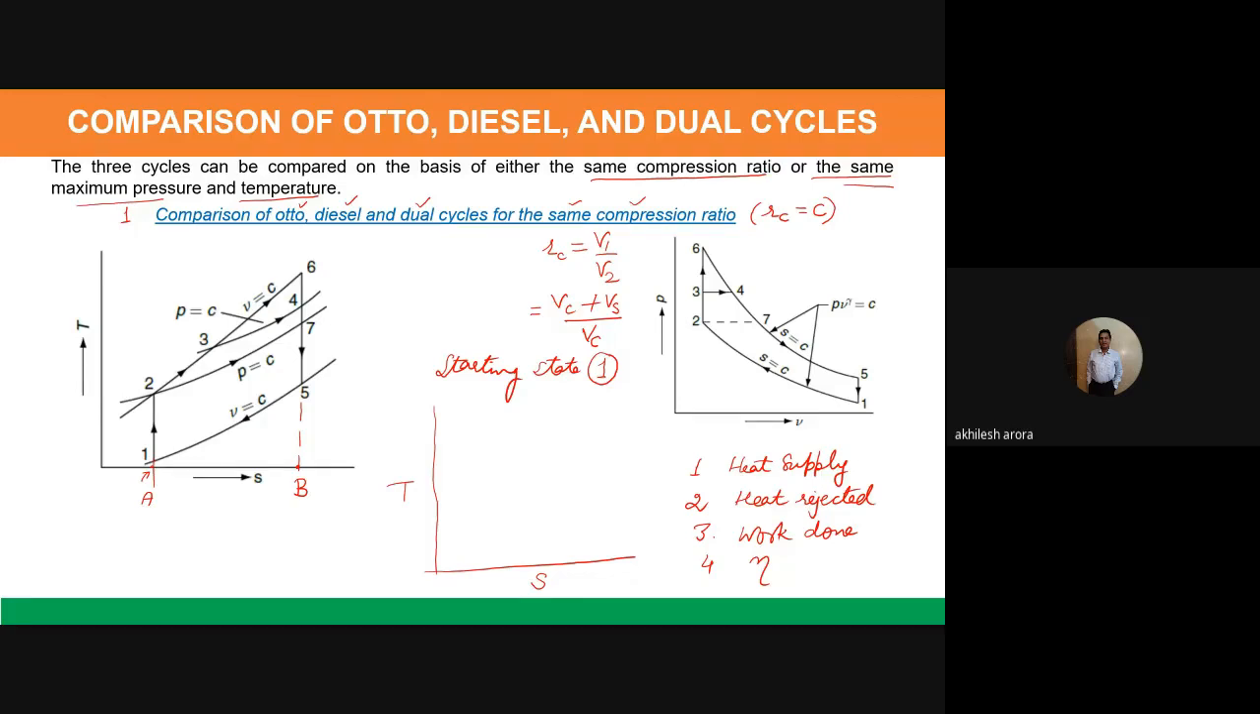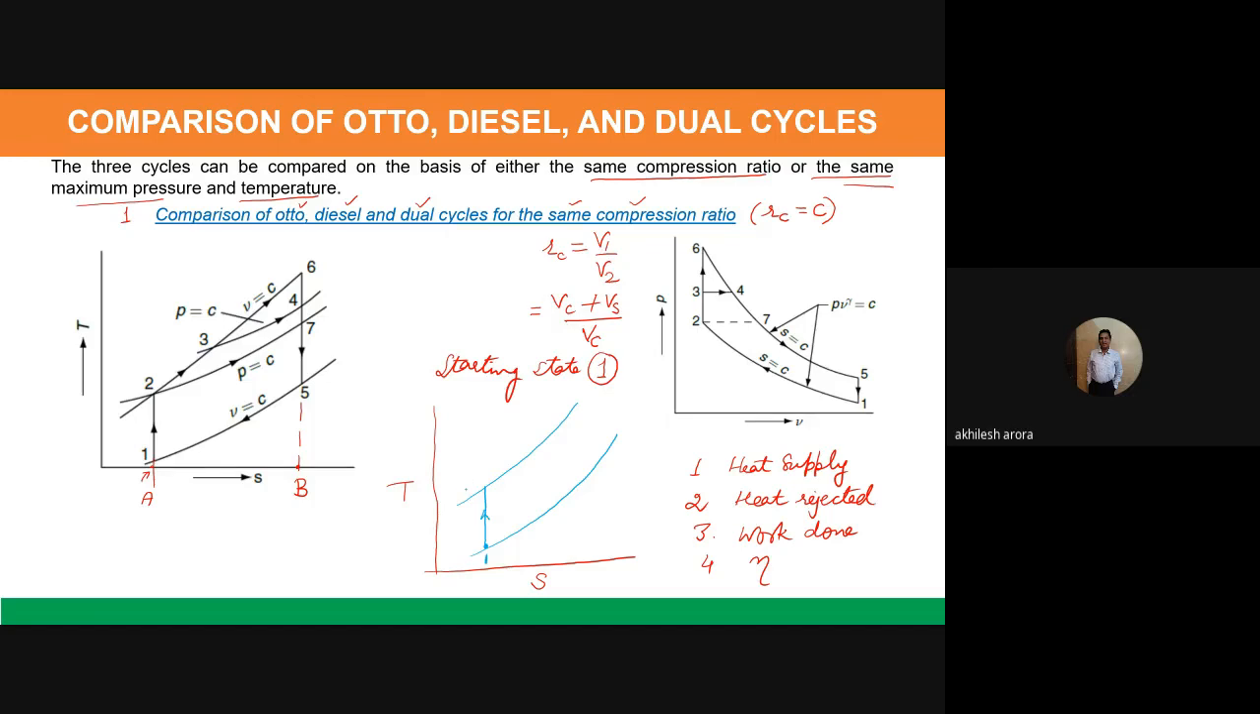So I can plot two constant volume processes, among which I am considering the cycle to work. Initially the state point 1 is here, and this state point 1 will be the same for all three cases. Now the first process in the Otto cycle is reversible adiabatic compression, during which the entropy remains constant, so it has to be a vertical line. This is how I draw it: state point 1 to 2, process 1 to 2 rather.